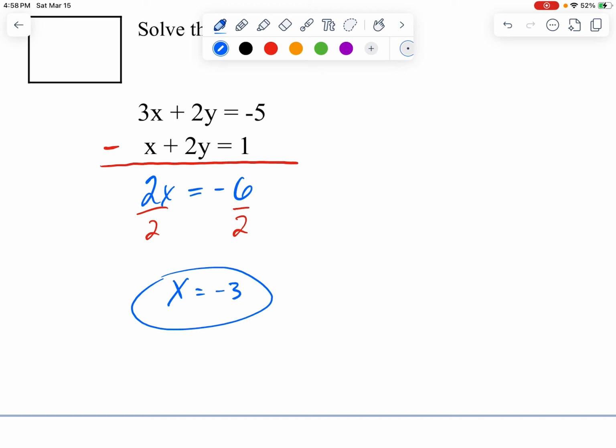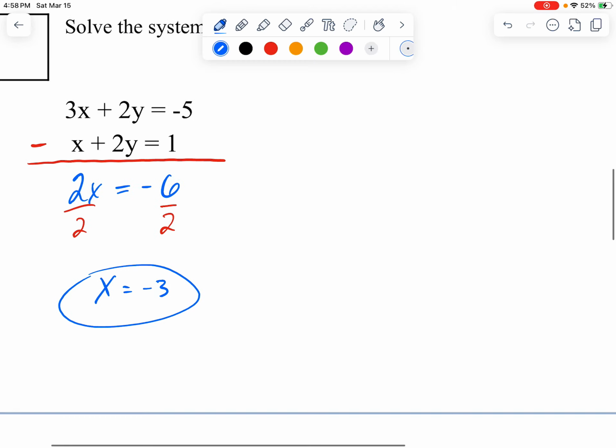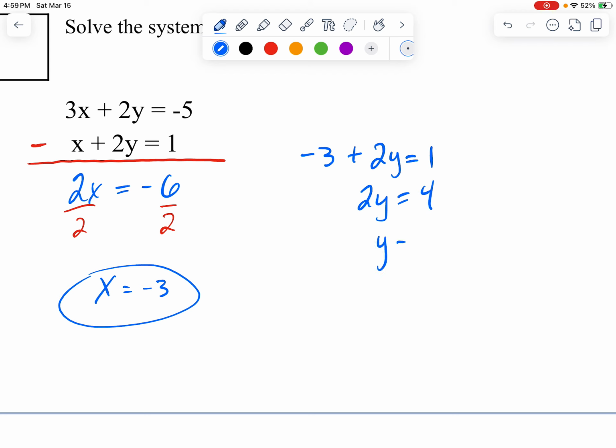And then we're going to substitute that back in. And in this one, this bottom equation looks a little bit nicer to substitute that in. So we can do that. So instead of x, I've got negative 3. The rest of that bottom equation stays exactly the same. I'm going to add 3 to both sides. So 2y equals 4. Divide by 2, y equals 2. So again, our solution, negative 3 comma 2.